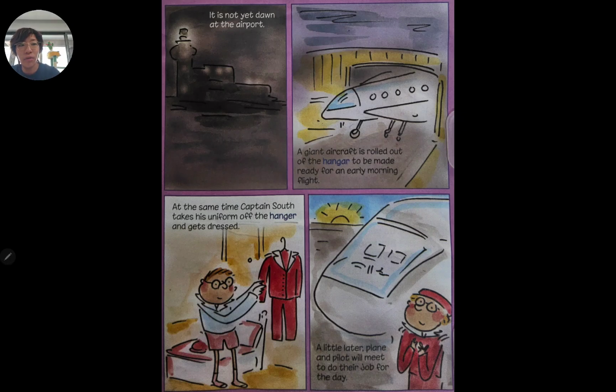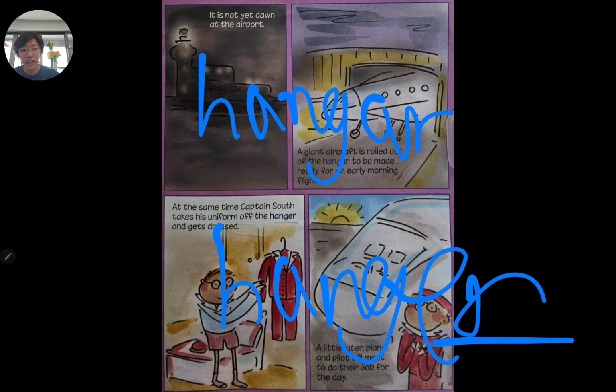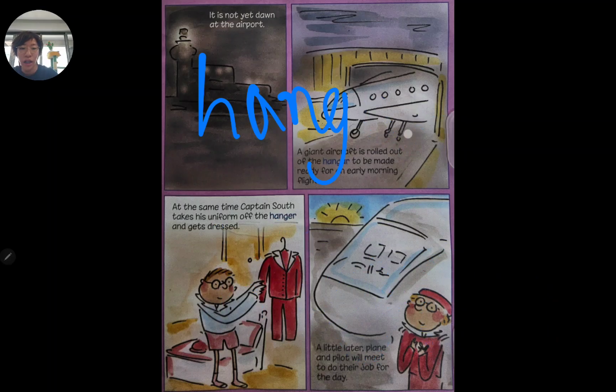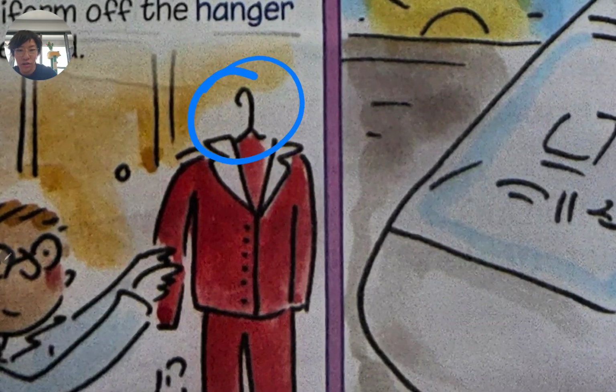Next up, we have the words hangar and hanger. Now, a hangar is like a large building where aircraft are kept. And a hanger with the E-R basically is like this little hook thingy that you put your clothes on. Like if you don't understand me, then look at this. This is a hanger. It hangs your clothes.